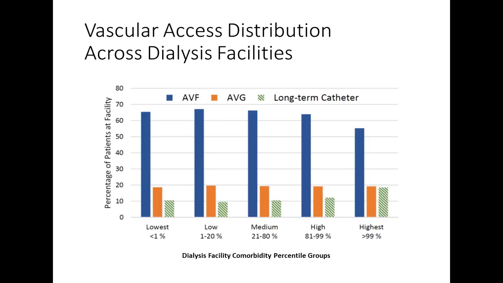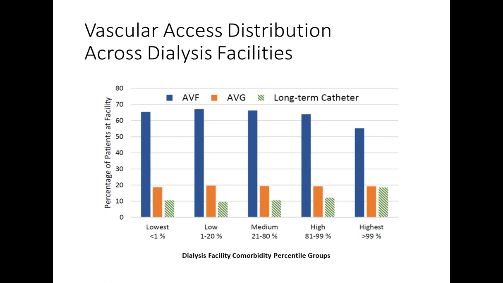Next slide. So here we have the vascular access distribution among the different comorbidity groupings. What surprised me the most with these results is that in the high comorbidity group, the second from the right, the fistula rates are still above 60%, and the catheter rates are about 12%. The other interesting finding is that in the low and lowest groups on the far left, fistula rates aren't dramatically higher. They're 65 to 68%, and the catheter rates are just about 10%.